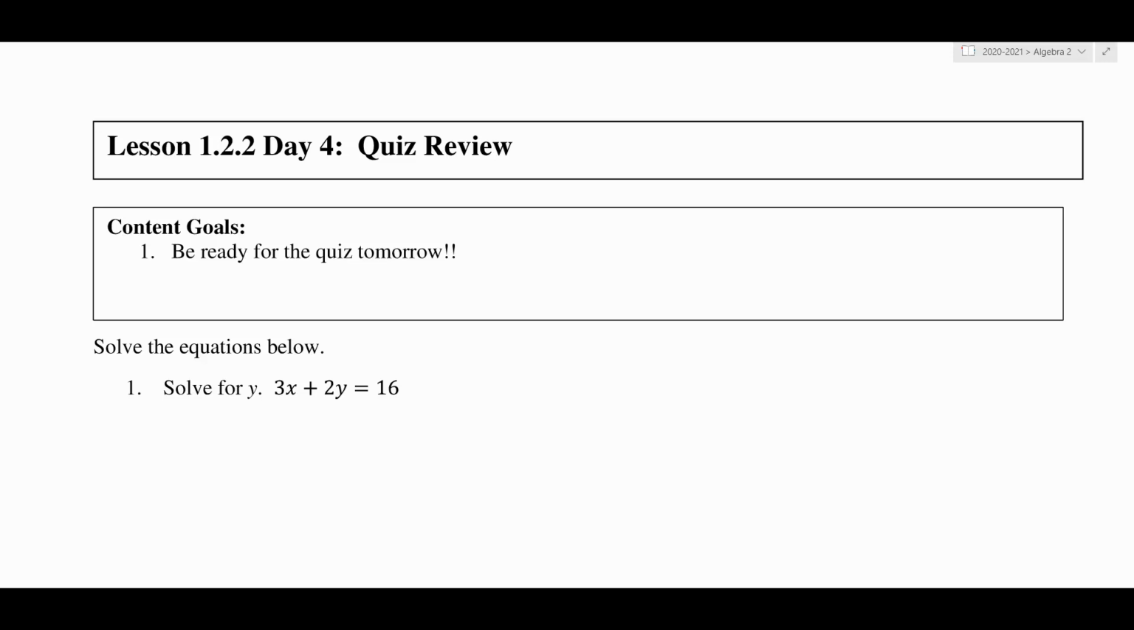So this is meant as a quiz review, so a lot of these questions are going to look very similar to ones that you have done before. The idea here is just to get a general sense or an idea of what's going to be on the quiz tomorrow, and go through some problems that you might not have seen in a little bit.